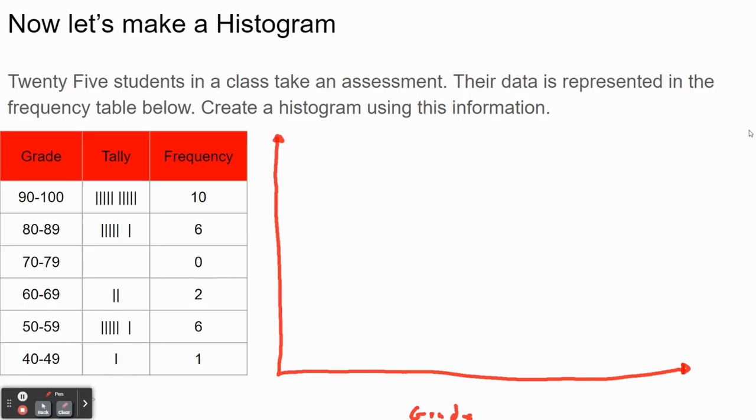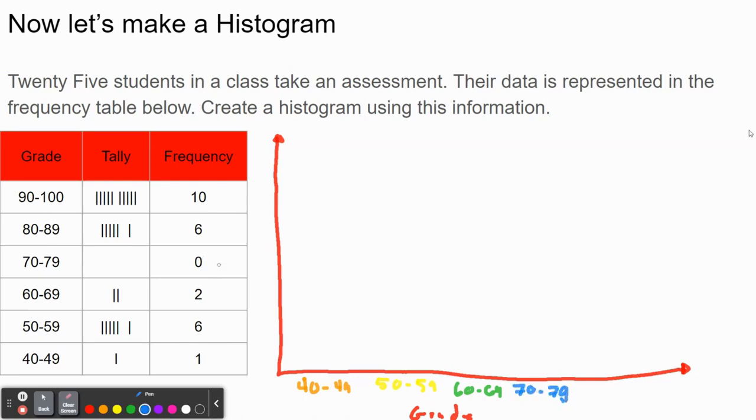We'll have a section that is 40 to 49. Section that is 50 to 59. 60 to 69, 70 to 79. We do need to put that in there, even though we saw in the previous example there weren't any. 80 to 89, and 90 to 100.